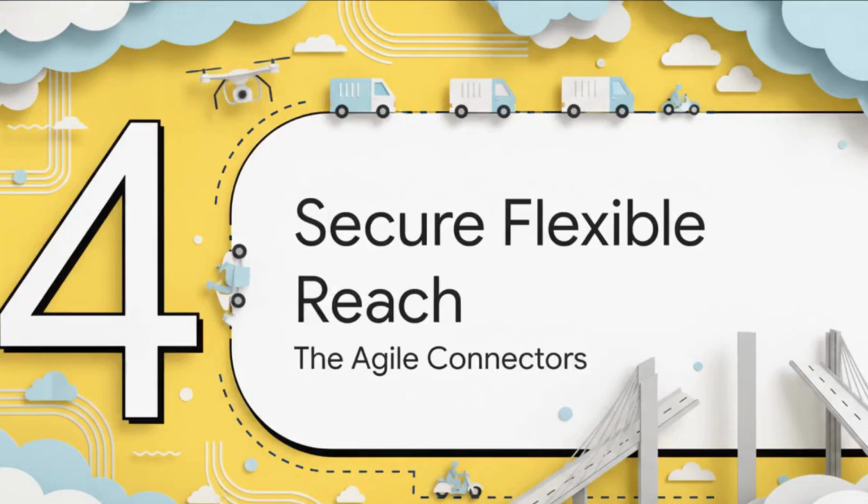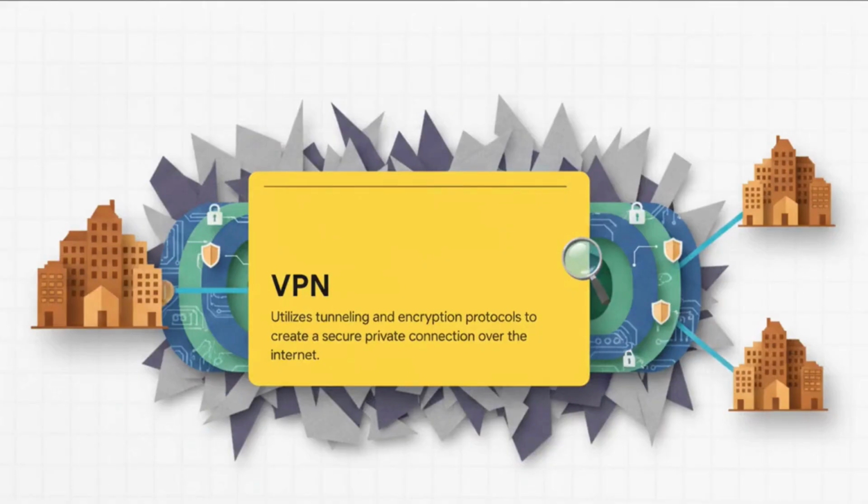Section 4. Secure and Flexible Reach, the Agile Connectors. Okay, so we've talked about dedicated lines, but what if you need agility over expensive physical infrastructure? A virtual private network, or VPN, is a brilliant workaround to the high cost of those leased lines. By employing complex tunneling and encryption protocols, it essentially carves out a secure pipeline right through the middle of the chaotic public internet wilderness. It's an incredibly secure and remarkably cost-effective method for bringing remote sites into your central network, all while using existing public infrastructure.